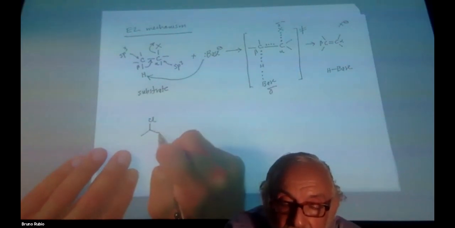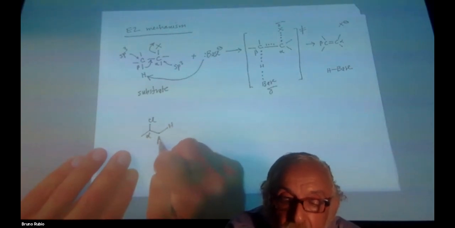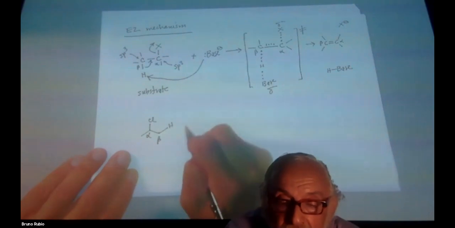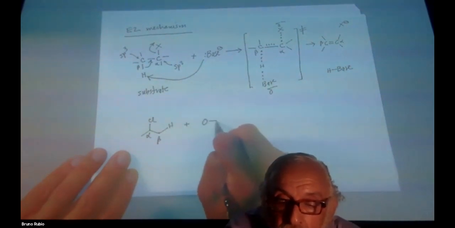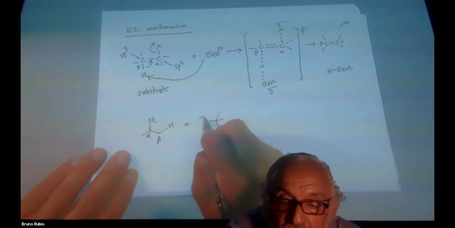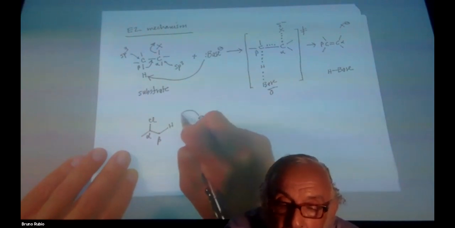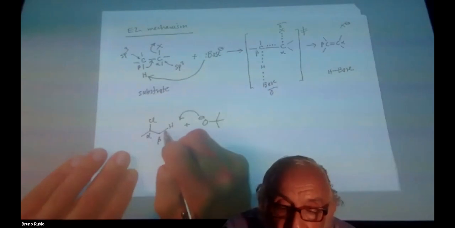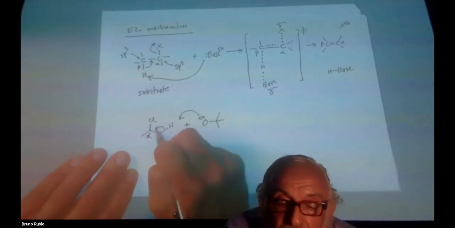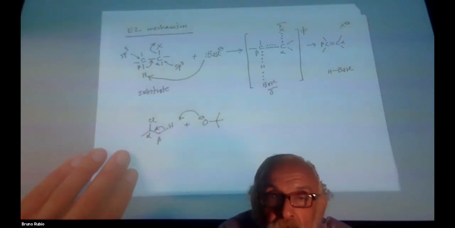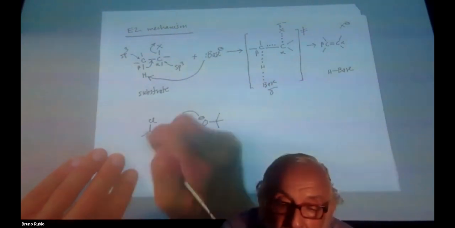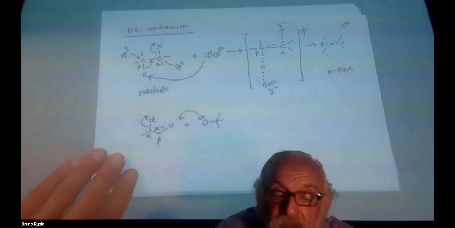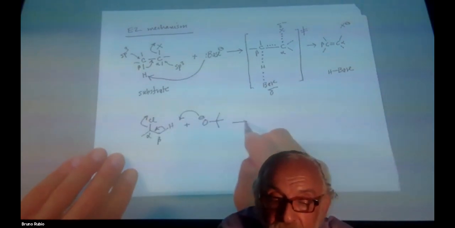Okay, so if we go to that previous example that I gave you, we had an alkyl halide like so. There's the alpha carbon, there's the beta carbon, there's the beta proton. The base that we used was tertiary butoxide. Tertiary butoxide removed the beta proton. The electrons that were holding the beta proton onto the beta carbon rush in to make a new carbon-carbon double bond, and the leaving group leaves, and all of this happens in one step.